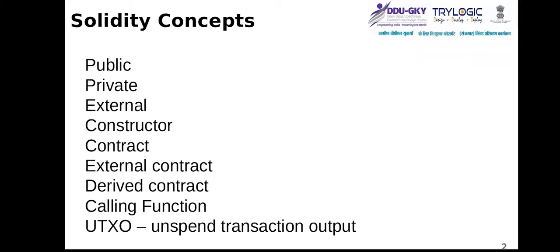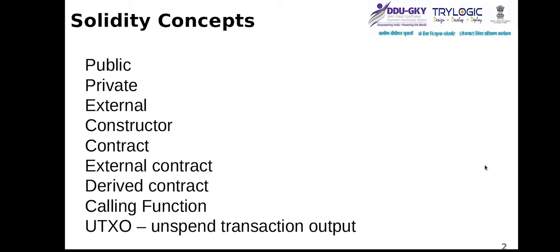If we compare with Java or any other object-oriented programming language, here instead of class we have the contract. Instead of import or include, we have the pragma. Then again we have the variables, the data types, the functions, the enumeration, the structure. So the things are almost the same as other programming languages.